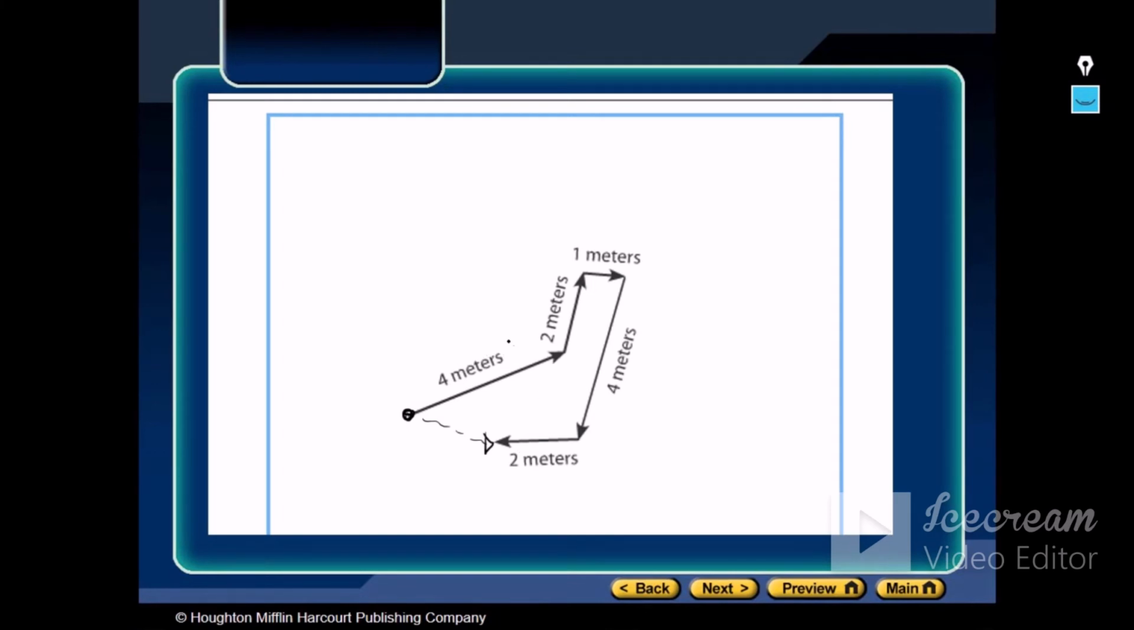And also, guys, the units should be the same. All of them should be meters. We cannot add vectors when some are in meters, some in millimeters, some in centimeters, or some in meters per second and others in meters per second squared. We cannot add with different units. All of them should have the same units.